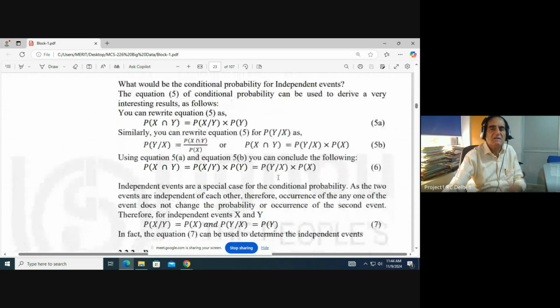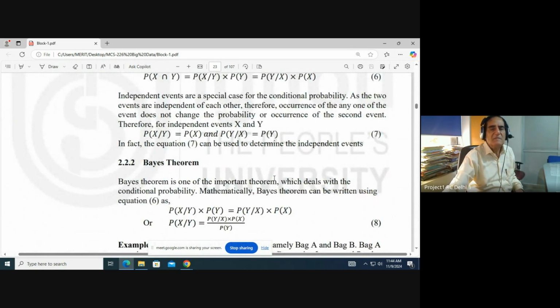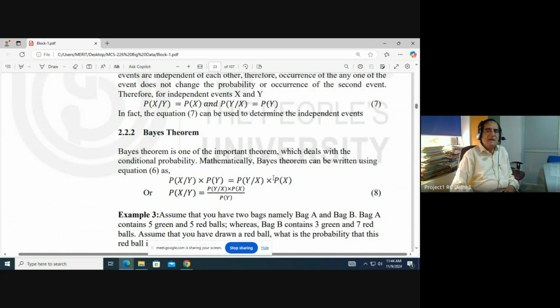So you can see these are the Bayes theorem. Bayes theorem is one of the important theorems which deals with conditional probability. Mathematically, Bayes theorem can be written as P(X|Y) into P(Y) is equal to P(Y|X) into P(X), or P(X|Y) is equal to P(Y|X) into P(X) upon P(Y). That's what we had done earlier. So this is what the thing is.